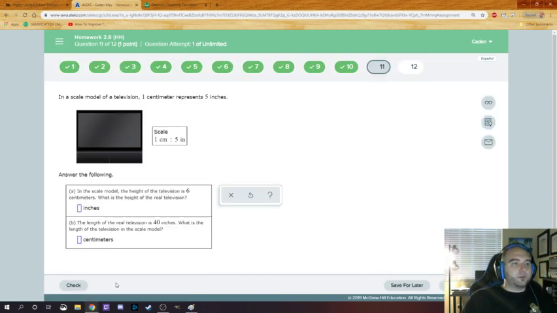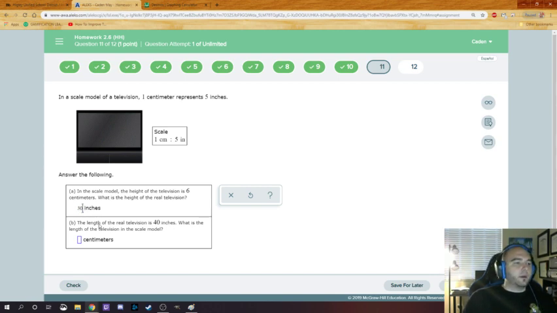Another scale drawing. So in this scale, the height of the television is 6 centimeters. What is the height of the real television? I guess I can do that mentally here. So 1 centimeter is to 5, right? So how do I turn 1 centimeter into 6? I multiply it by 6. So in real life, 5 times 6 would be the height, which is 30.